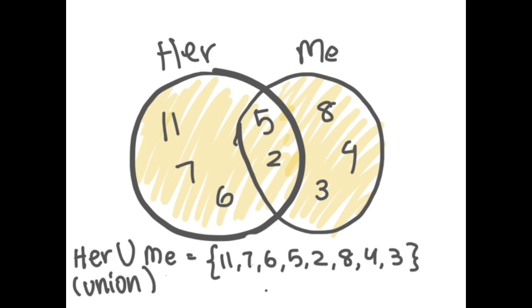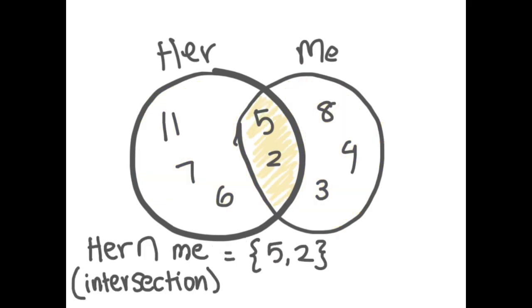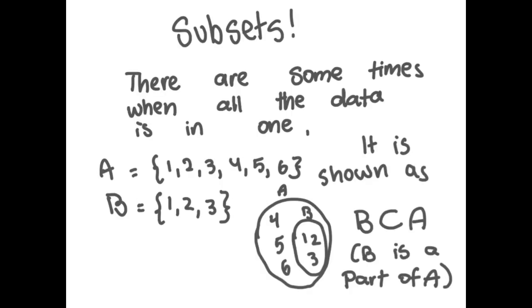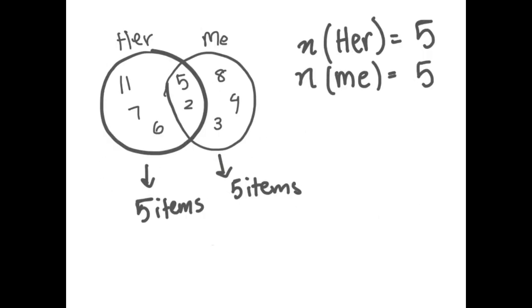Now this is a union because it's counting all the sets of data that are not repeating. This is called the intersection because it's what's common in between the two. And this is the n value where you're checking how many items are in each set. In this scenario, all the data is already in the other Venn diagram part. This is called a subset, where all of the data is in another part.